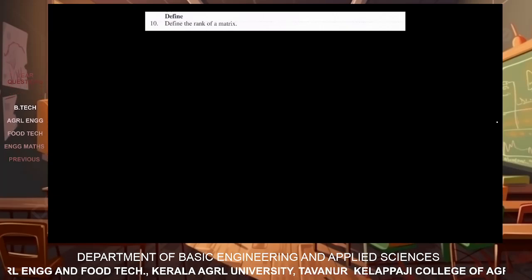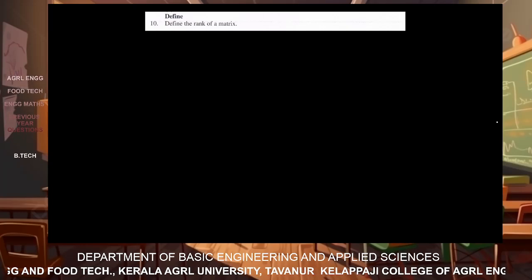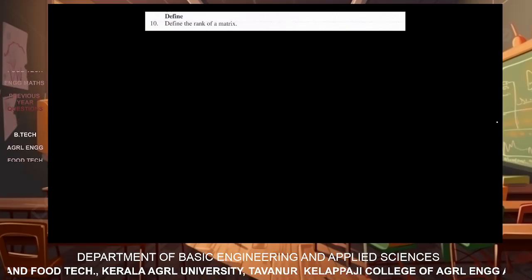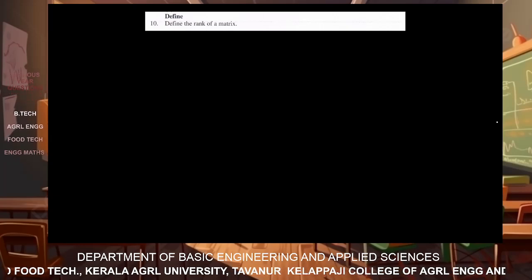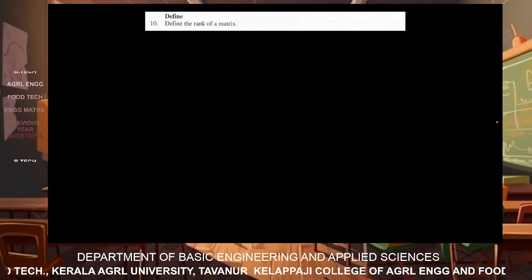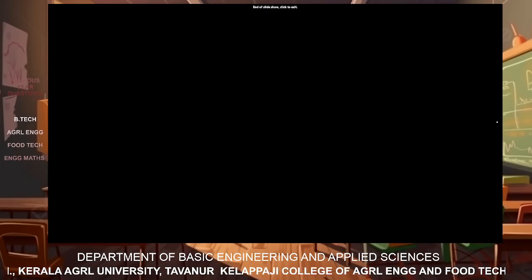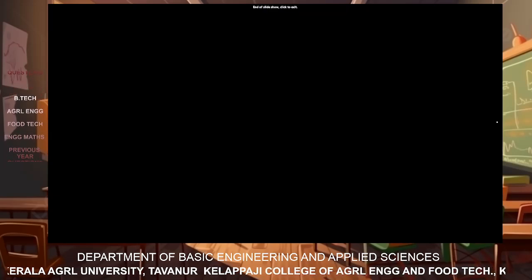Define rank of a matrix. You already defined it. Either you can define it as the size of the largest submatrix with a non-zero determinant, or you can define it as the number of non-zero rows in its normal form or in its row reduced equivalent form. So that's the end of the part A questions.